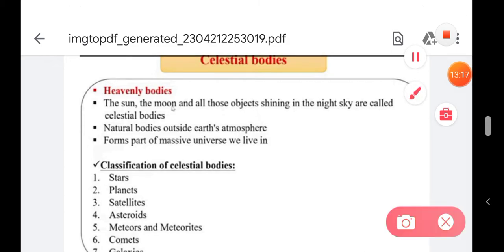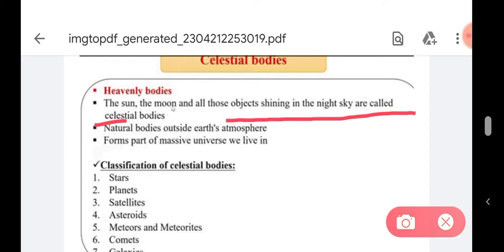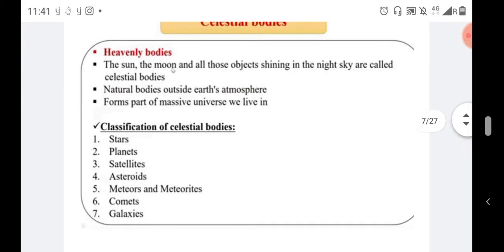द सन, द मून एंड दोज ऑब्जेक्ट्स शाइन इन द नाइट स्काई आर कॉल्ड सेलेस्टियल बॉडीज, एंड नेचुरल बॉडीज आउटसाइड अर्थ एटमोसफेयर एंड फॉर्म्स पार्ट ऑफ मैसिव यूनिवर्स वी लिव इन. ओके, तो जिस यूनिवर्स का हमारा एक अर्थ भी इसी का पार्ट है, हमारा सोलर सिस्टम, एंड हेवनली बॉडी इज ऑल्सो अ पार्ट ऑफ दिस सोलर सिस्टम एंड आवर गैलेक्सी. तो हम इसी को आगे इसी टॉपिक में पढ़ेंगे बेटा.